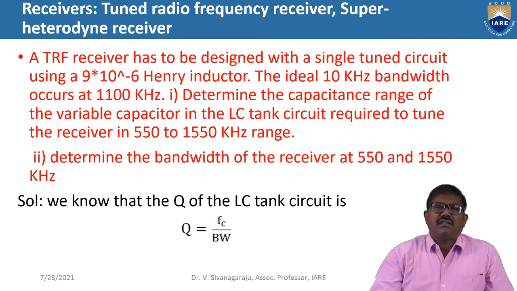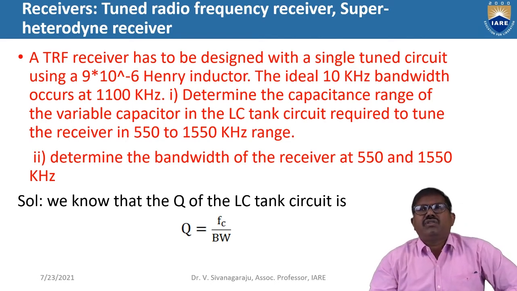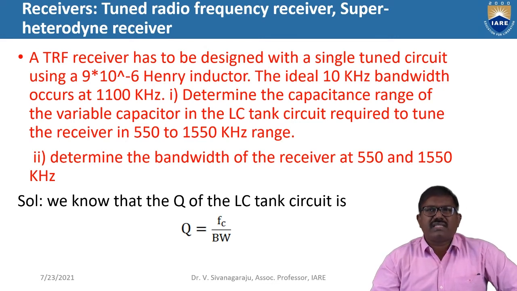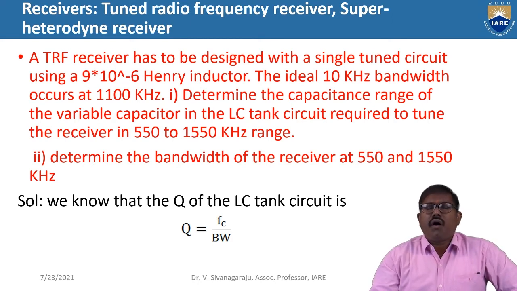For solving this problem, we take one formula, that is Q of the LC tank circuit. Why? In this TRF receiver, they use a tuned circuit. The tuned circuit is designed with L and C. L is an inductor, C is a capacitor, as you already know. So by using those two, L and C, we are taking this Q of the LC tank circuit. So the Q factor, Q, is equal to FC by bandwidth.